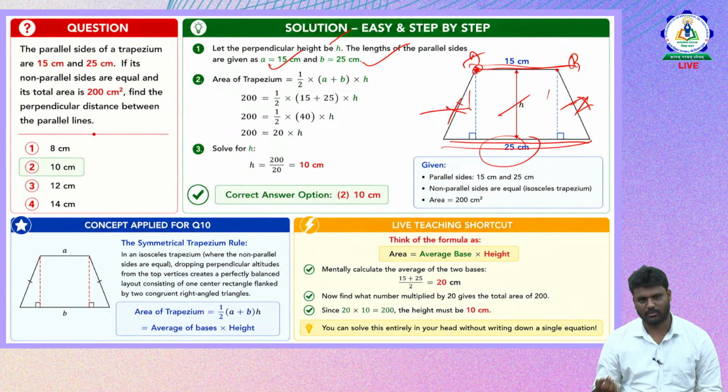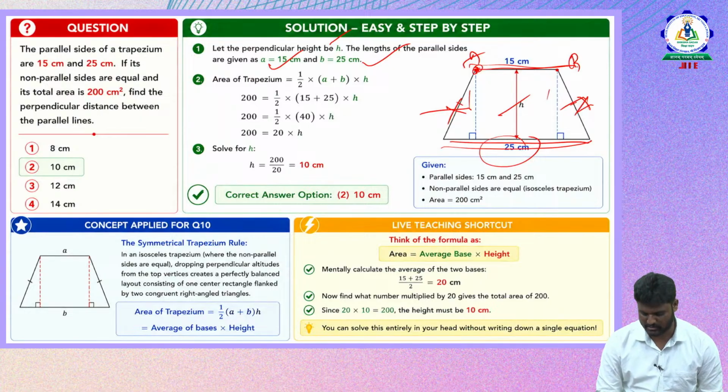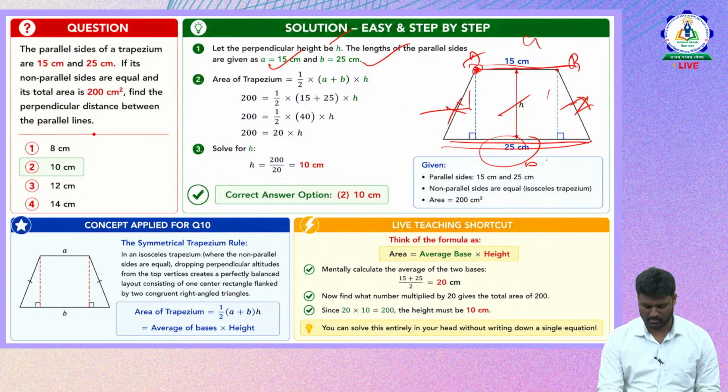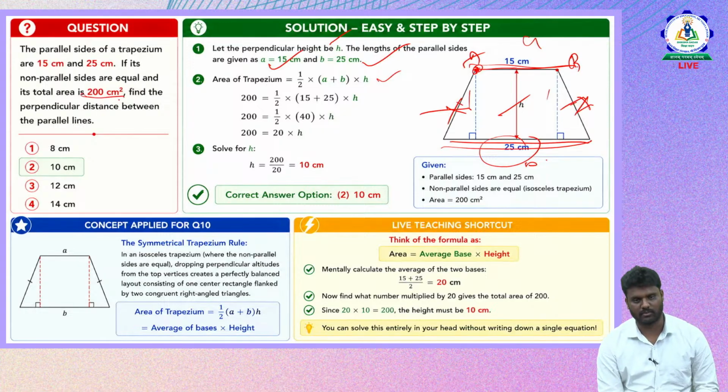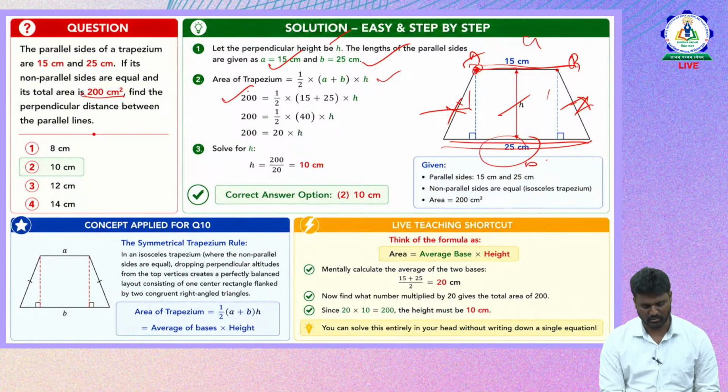Remember the area of the trapezium formula here. What is the area of the trapezium formula? It is half into the sum of the parallel sides. So what is the sum of the parallel sides here? The length of A and the length of B, so A plus B into height. Height we don't know, so let us assume it is h or x. Now, is the area of the trapezium given in the question? Yes, the area is 200 centimeter square.